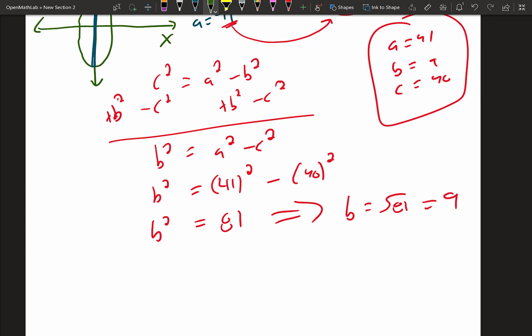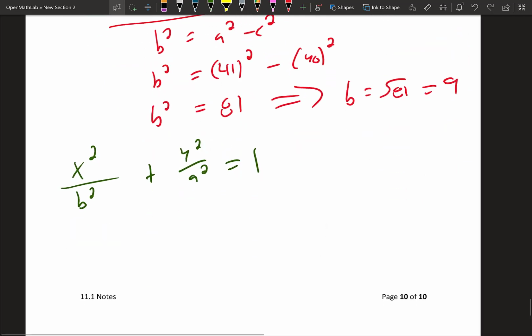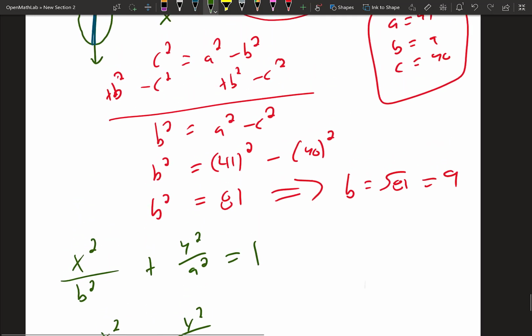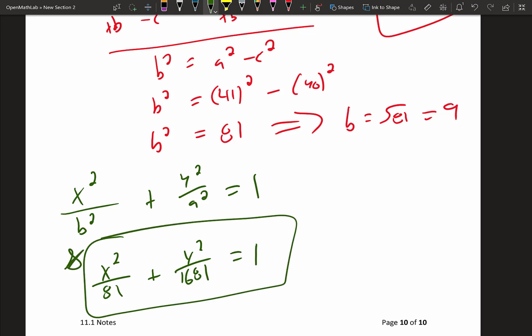So the standard form equation is x squared over b squared plus y squared over a squared equals 1. And notice I put the a under y because the major axis is going vertically. So that would give me x squared over b squared, so 9 squared, which is 81. And then y squared over 41 squared, which is 1,681, and that's equal to 1. So that, in the green box, is the equation of the ellipse that we're after.